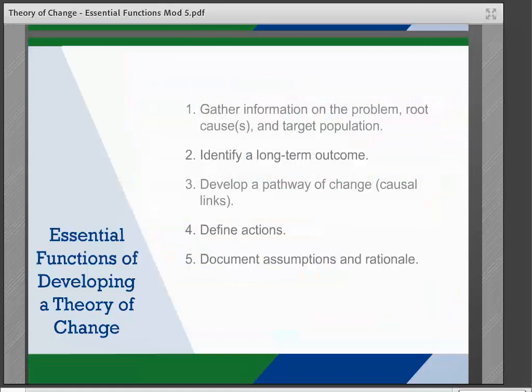As a recap, the essential functions of developing a theory of change include gathering information on the problem, root cause or causes, and target population, identify a long-term outcome, develop a pathway of change, define actions, and document assumptions and rationale. Feel free to go back and rewatch any of the videos in this series to refresh your memory. Remember to use the Theory of Change workbook to reflect on your learning, record any outstanding questions, and think through your next steps. Join us in the next series where we will break down the essential functions of selecting, designing, or adapting an intervention.